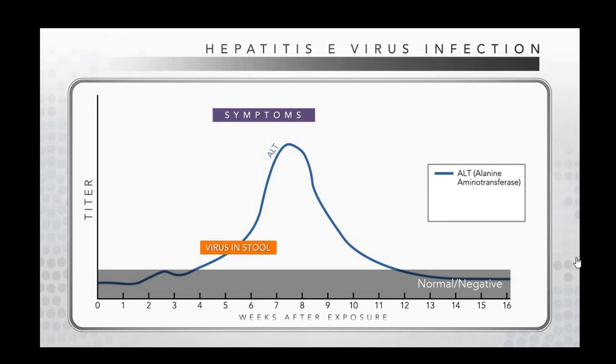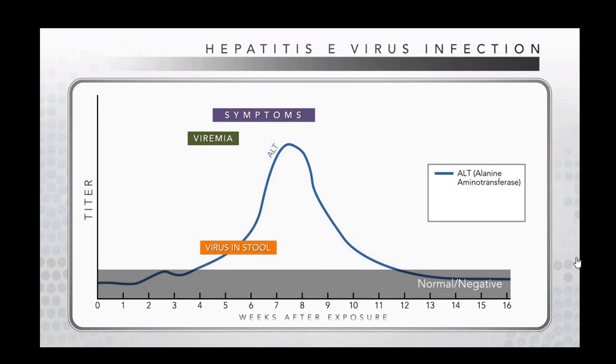Virus excretion in stool, illustrated by the orange bar, is variable, but usually lasts from about 1 week before symptoms appear until about 1 week after they have surfaced. However, this time frame can be longer in some people. Viremia in acute self-limited infections, shown by the green bar, can be detected about 3 weeks following exposure, or a week or so prior to onset of symptoms, and lasts for about 2 weeks.